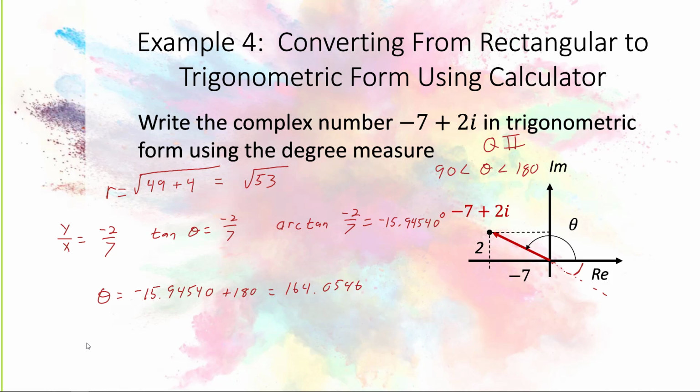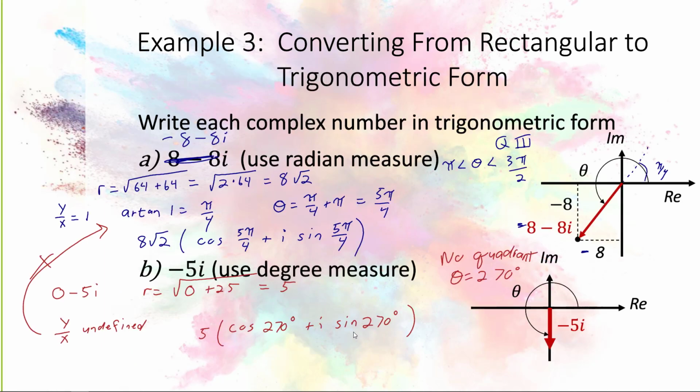And our complex number in trig form is going to be the square root of 53 times the cosine of 164.05 degrees. I should have degrees up here as well, plus i times this, oh no, parenthesis there, my apologies, sine 164.05 degrees. And there you go. Let me go back to my previous example back here. Okay, those are right. Just wanted to make sure.